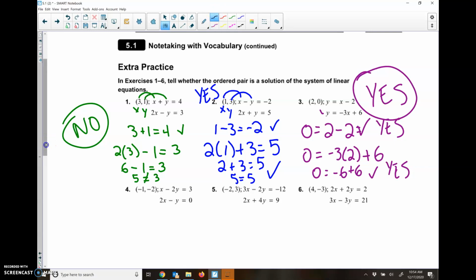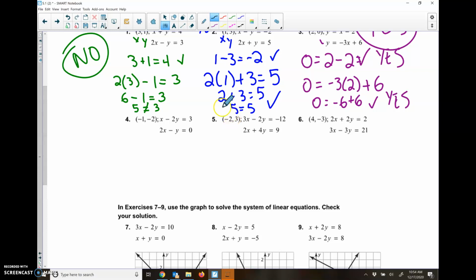Okay, let's look at another one that's going to be a no, like number 5. I'll give you a hint, it's going to be a no. So I have 3 times x, so 3 times -2, minus 2y, and y is 3, and the book says that should equal -12. Well, 3 times -2 is -6, and I have -2y, which is -6 there. -6 minus 6 is -12, so the first one checks out. That one's good, so it must be the bottom one.